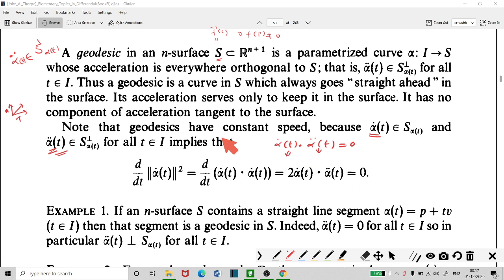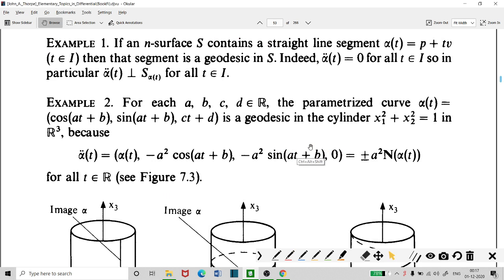The converse of this theorem is also true, and that is included in the exercise. You can prove that if there is a parameterized curve alpha whose speed is constant, then alpha is a geodesic. These are some of the examples. If a surface S contains a straight line segment alpha of t equal to this, then the segment is a geodesic.